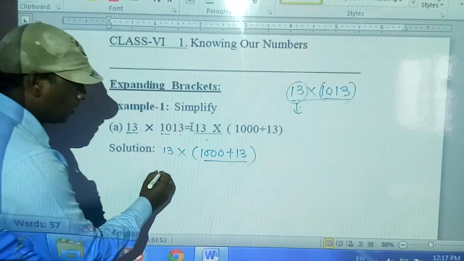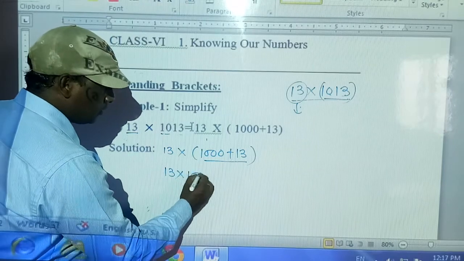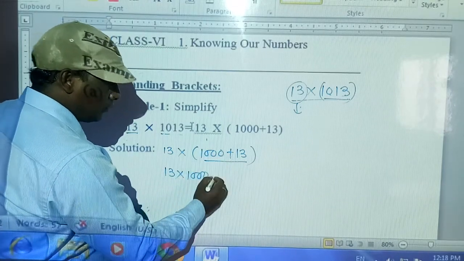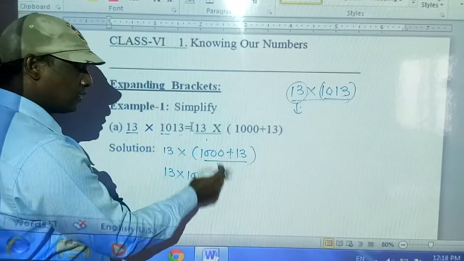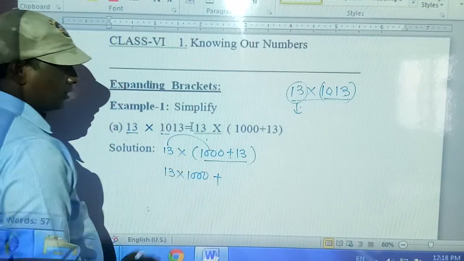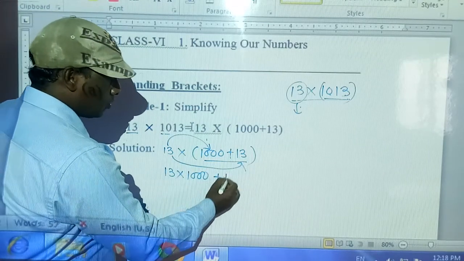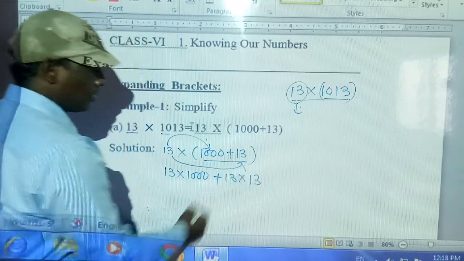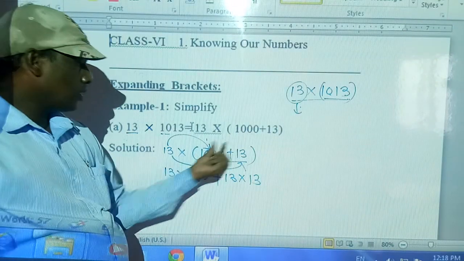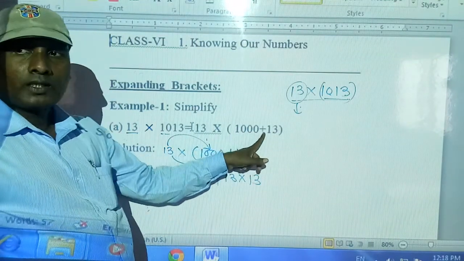Okay, let us see. Now first we take 13 into the first number, that is 1000. Next, what is the sign? Plus, that means keep the plus. If it is minus, then you have to keep the minus. Next 13, you have to multiply here as well. Next the 13 also multiplies with 13, so 13 into 13. Are you clear? The first number is multiplied by 13, and the second number is also multiplied by 13. But what about the sign here?